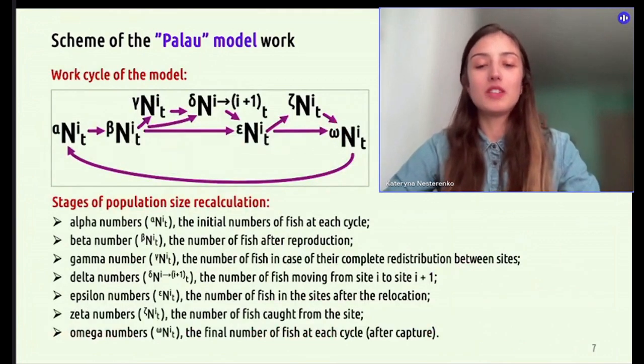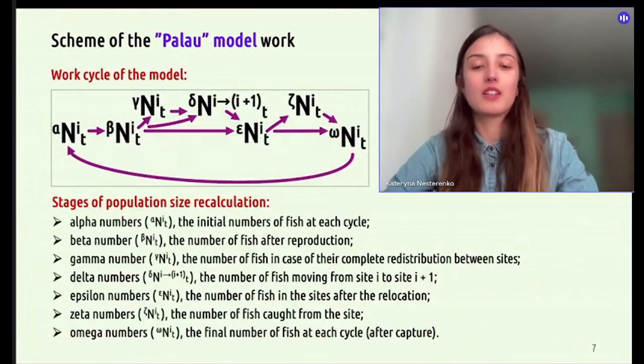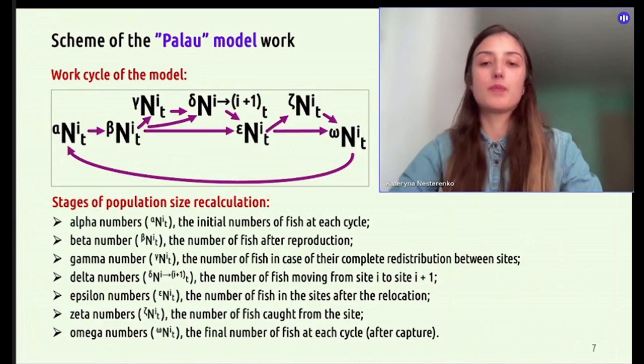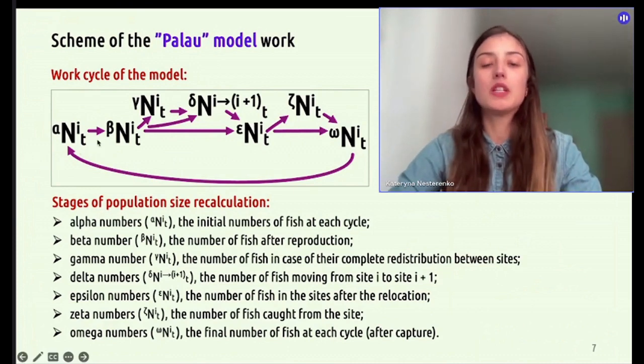The model is built in such a way that the work cycle is performed step by step in each cycle. We determine how many spawning fish are produced.